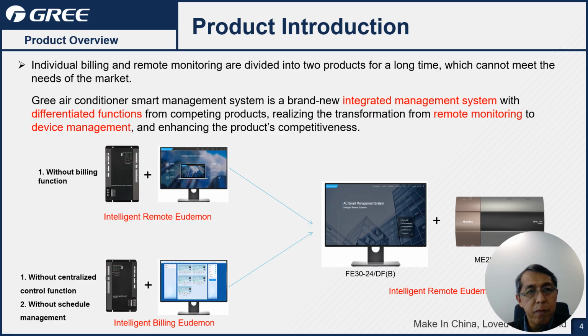For the product overview, individual billing and remote monitoring were divided into two products for a long time, which cannot meet the needs of the market. GRI Air Conditioner Smart Management System is a brand new integrated management system with differentiated function from competing products, realizing the transformation from remote monitoring to device management and enhancing the product's competitiveness.